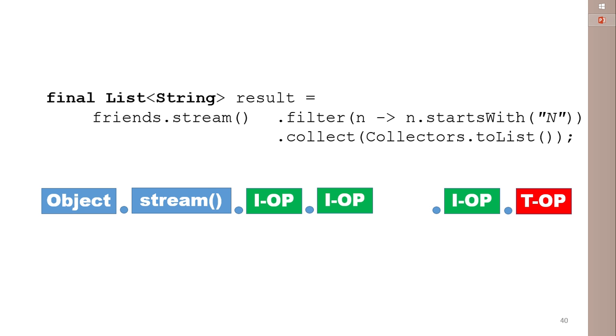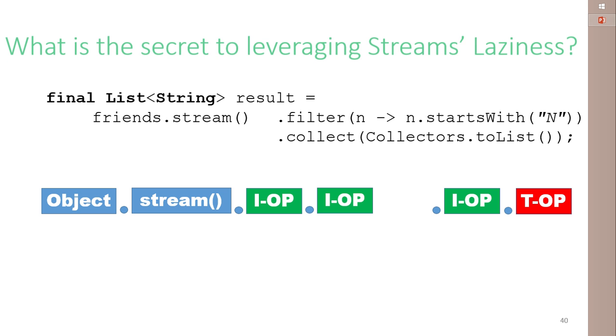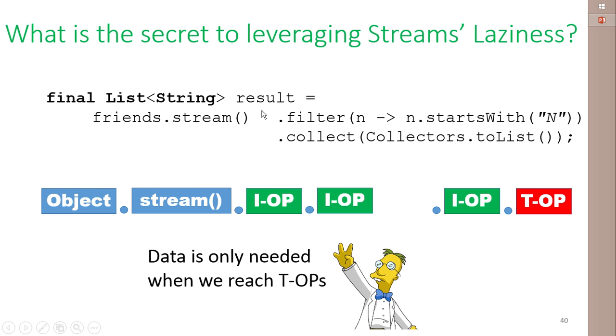So we are going to start with this example that we have already seen many times in our lectures. This is the friends list of strings. We are calling a stream method on it to generate a stream from it. Then we filter all the names of friends that start with an N, and we collect them into a new list data structure.